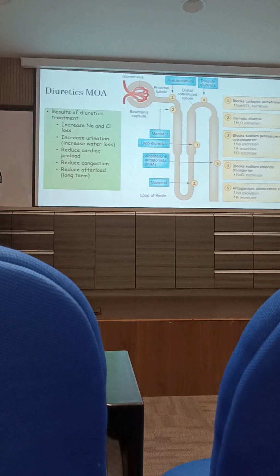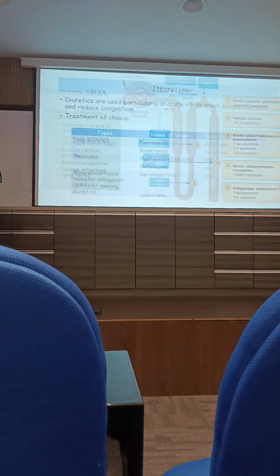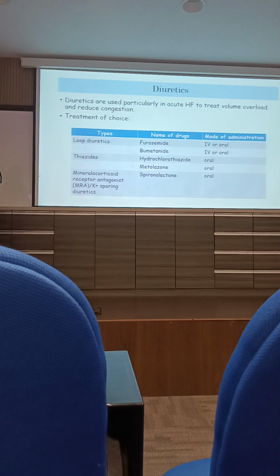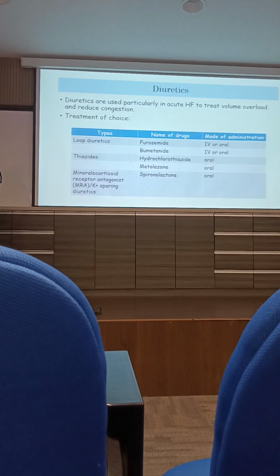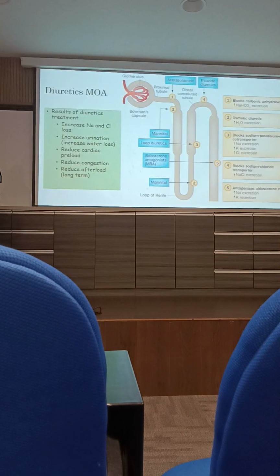at the collecting duct. Okay, so out of the three diuretics that are used, loop, thiazides, and mineralocorticoid receptor antagonist, only spironolactone or potassium sparing diuretics will cause hyperkalemia. Whereas loop and thiazide will cause hypokalemia because they increase potassium excretion as well.